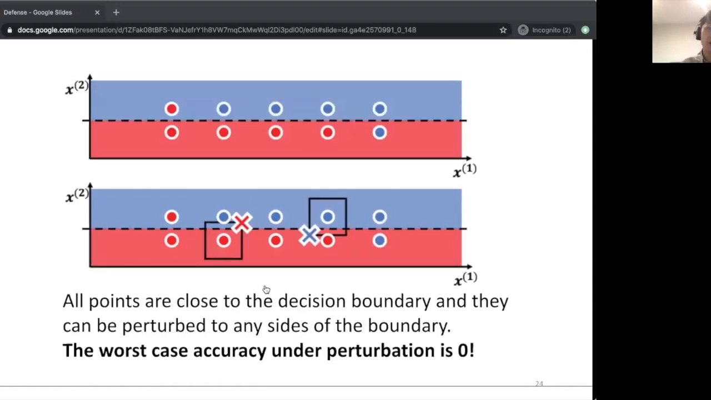However, the problem here is that with this split, all the data points are very close to the decision boundary, and they can be easily moved to the other side of the decision boundary if perturbation is allowed within a small L-infinity ball around each point. So in the worst case, our accuracy will be reduced if we are allowed to perturb all the 10 data points.